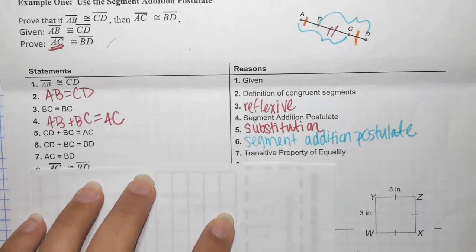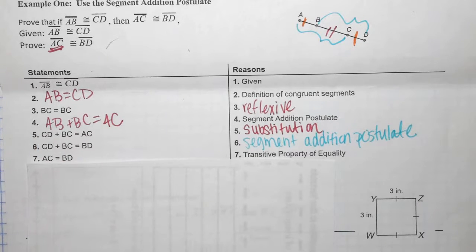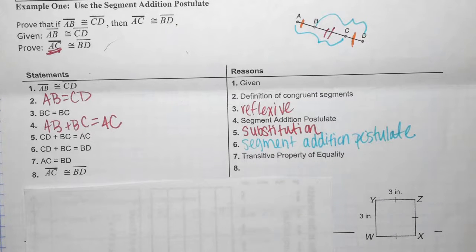Transitive property. Yay. It is the transitive property. What did they take out? The BC. Because they're the same thing, right? So they took those out and they set AC equal to BD. Now, what are we trying to prove? AC is congruent to BD. And what postulate is that? Or what definition is that?